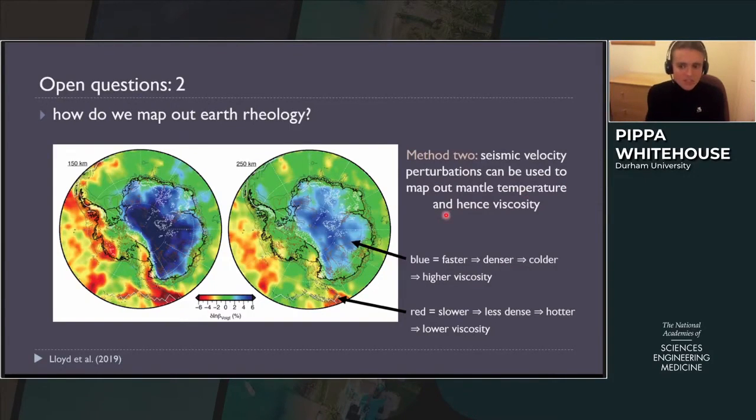Now, there are many assumptions as you go from seismic velocity perturbations to mantle viscosity. And so basically all I'm going to say is there are probably more questions than answers at the moment here.